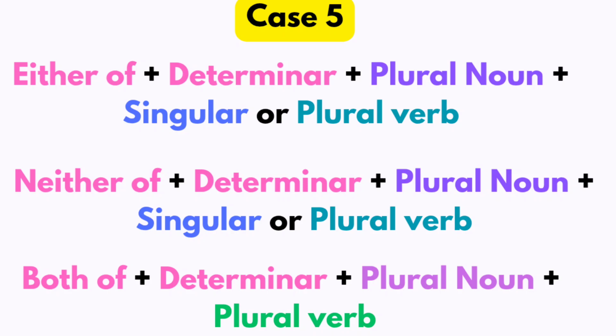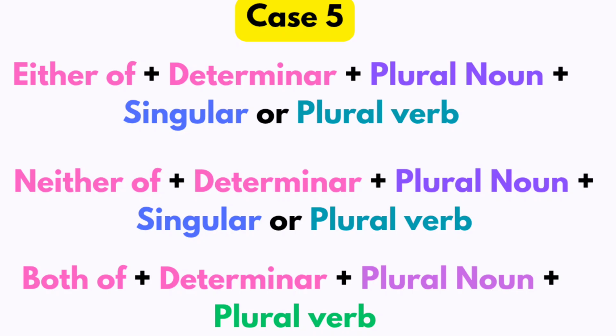Either of plus determiner plus plural noun plus singular or plural verb. Neither of plus determiner plus plural noun plus singular or plural verb. You can use after plural noun, singular or plural verb. Both of plus determiner plus plural noun plus plural verb. So this is all about the grammatical part.